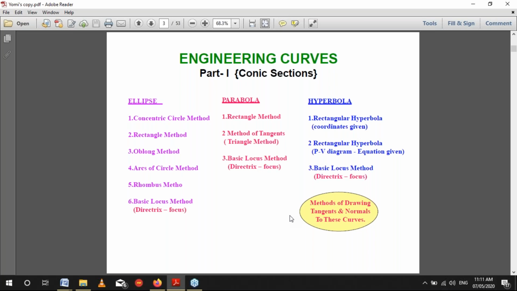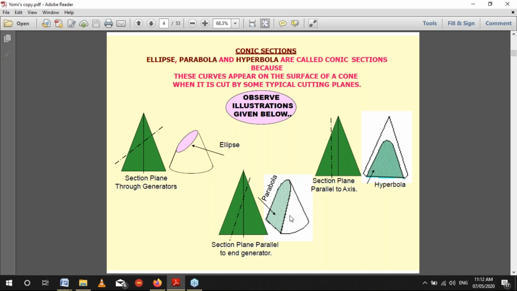Now let's establish the fact that ellipse, parabola, and hyperbola are called conic sections. Someone might want to ask, why are they called conic sections? They are called conic sections because the curves appear on the surface of a cone when it is cut by some typical cutting plane, just like the diagrams you can see on the screen.